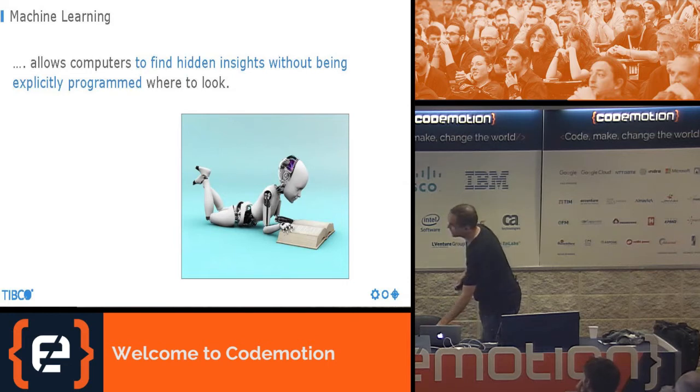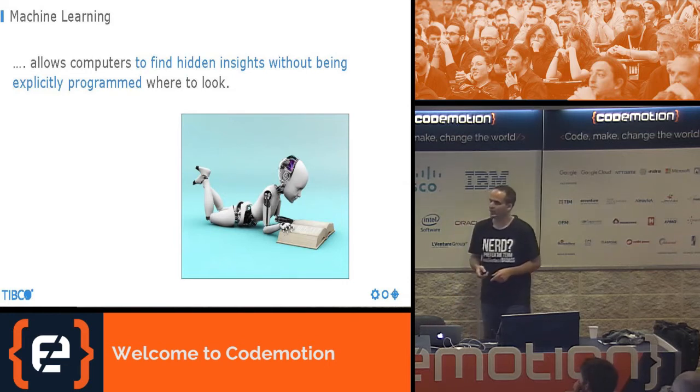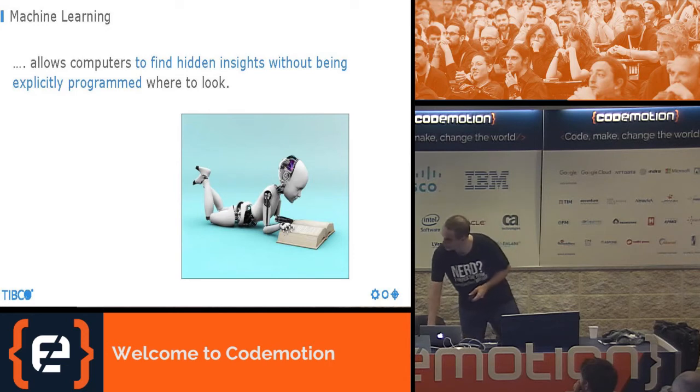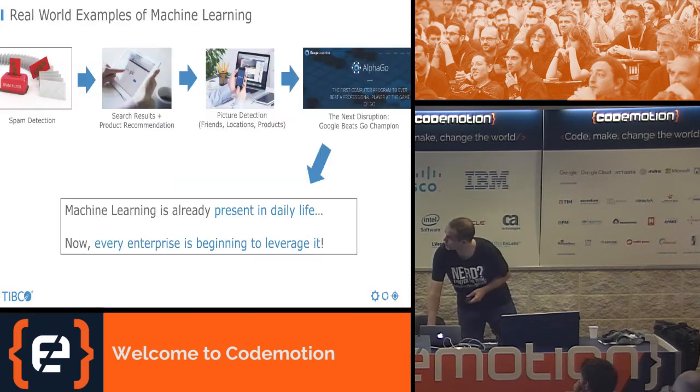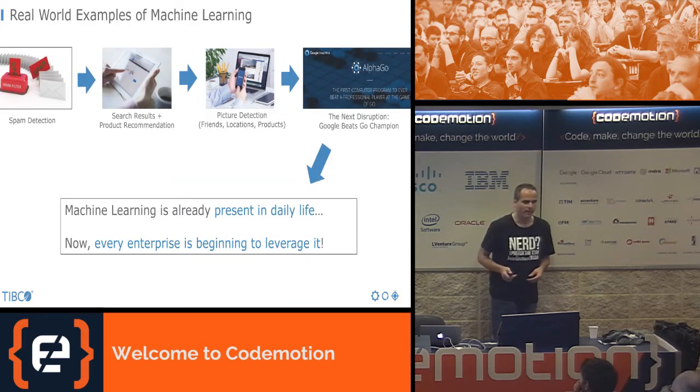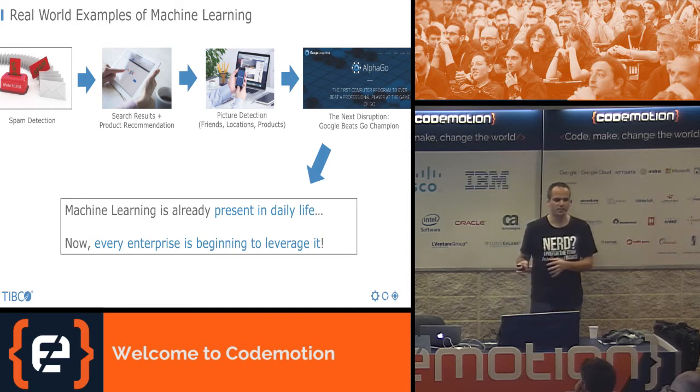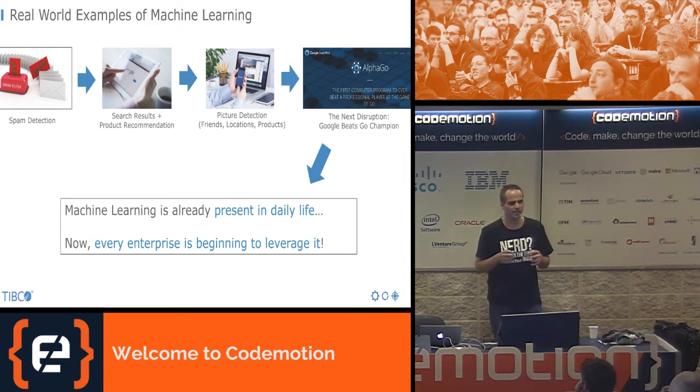And so let's take a look at a few examples for that. I have some problems with my pointer. So here is the first example. Spam detection, that's 20 years old or so, but it's the best example for starting with this thinking about machine learning. Spam detection is needed for all the different spam, and spam changes all the time.